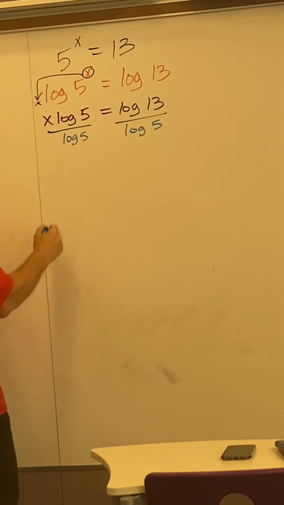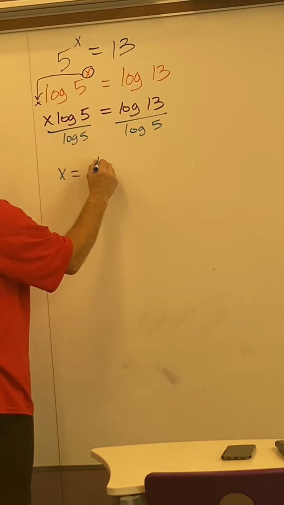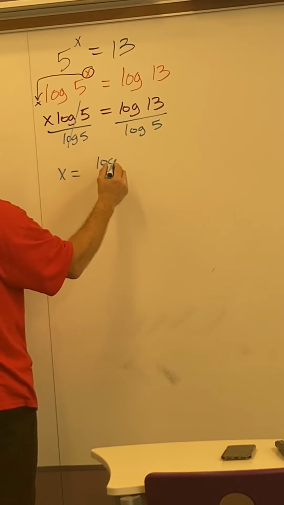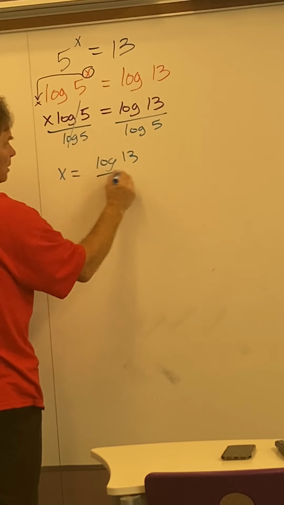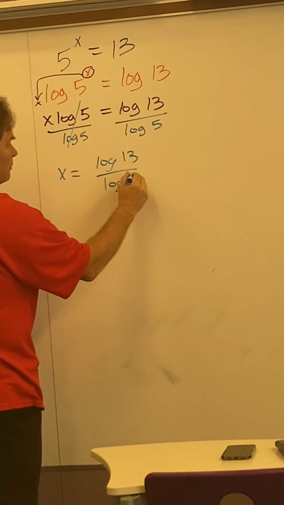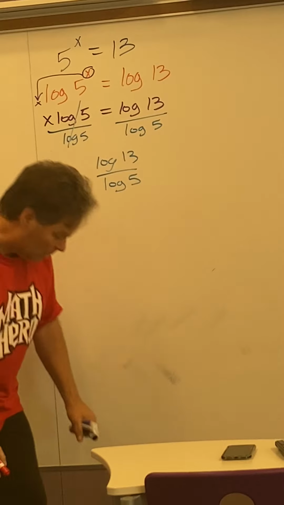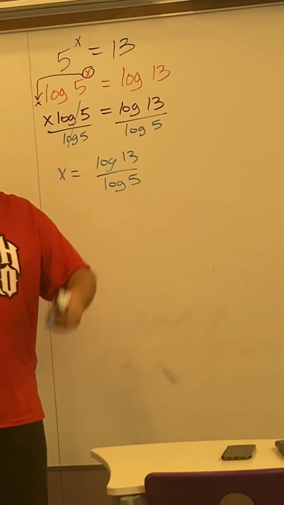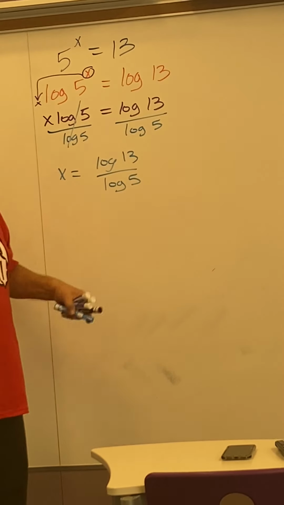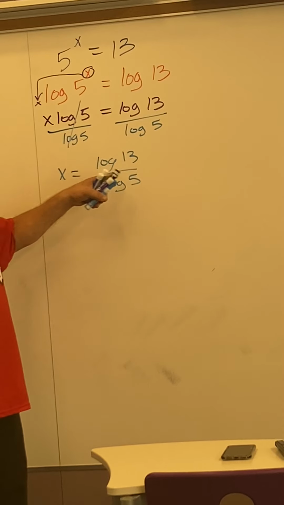Like that. And then you get x is, this cancels, right? The log 5's cancel. Log 13 over log 5. Now, as I just said, listen, log 13 is a number. It's not log and 13. Log 5 is a number. It's not log and 5.